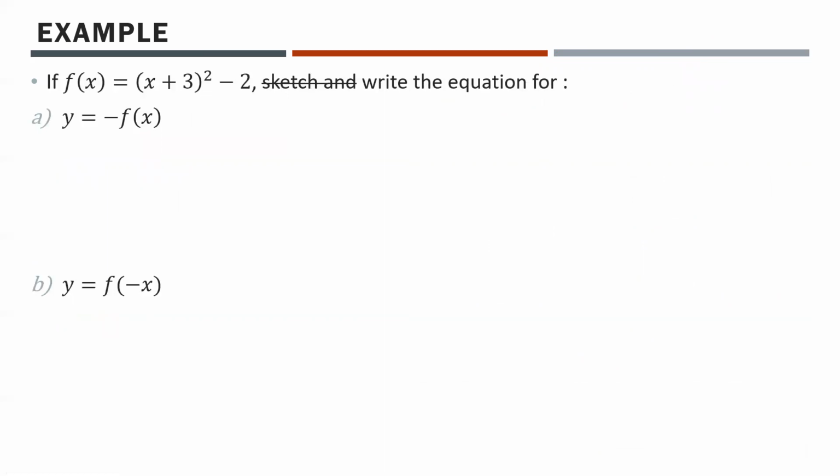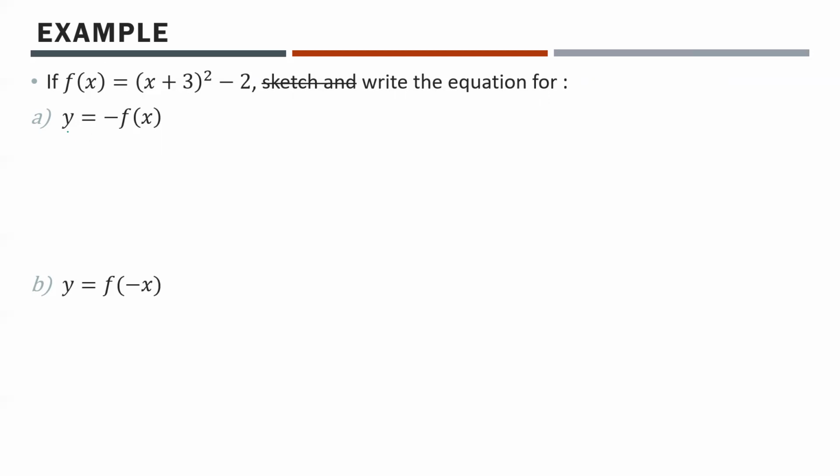So for this first example, if f of x equals (x plus 3) squared minus 2, it says sketch and write the equation for each of these following. Now I'm just going to tell you right now, I don't want us to sketch it. So just cross out where it says sketch. We're just going to worry about writing the equation for this.